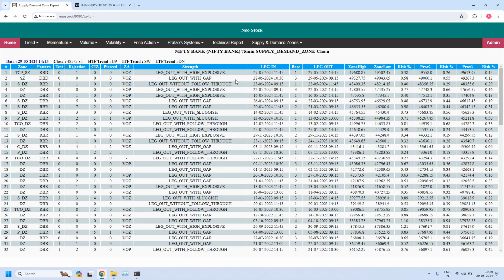And today, did anything happen in the 75 minutes time frame? Yes, today morning one zone is created. It is a normal zone only. 28:10:30.